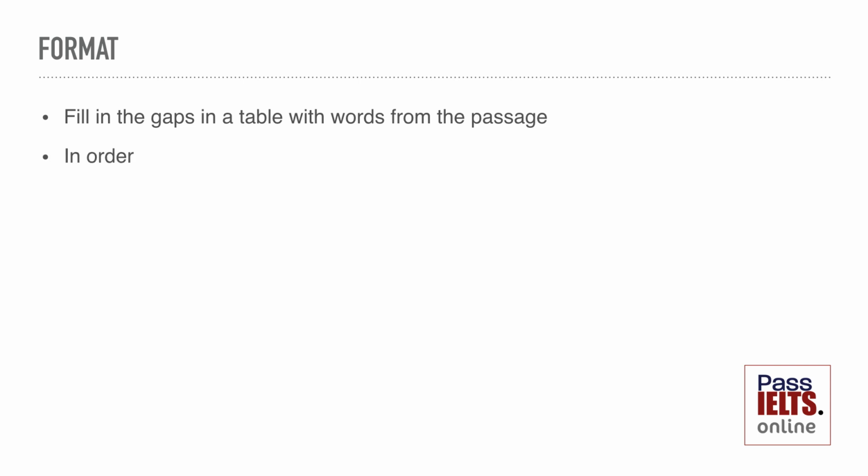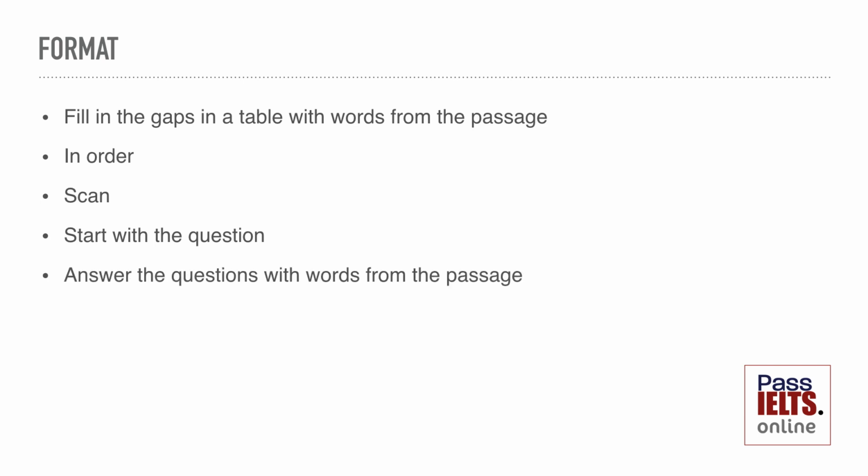The question type here is completing a table, so you have to fill in the gaps in a table with words and/or numbers from the passage. All the answers are in order, and you have to scan for the answers in this type of question, so you're looking for key words such as times and places, etc. As the questions are in order, you start with the questions. Read question 1, find the answer, and then go to the next question. Your answers are either words and/or numbers, and you should note the maximum words allowed.